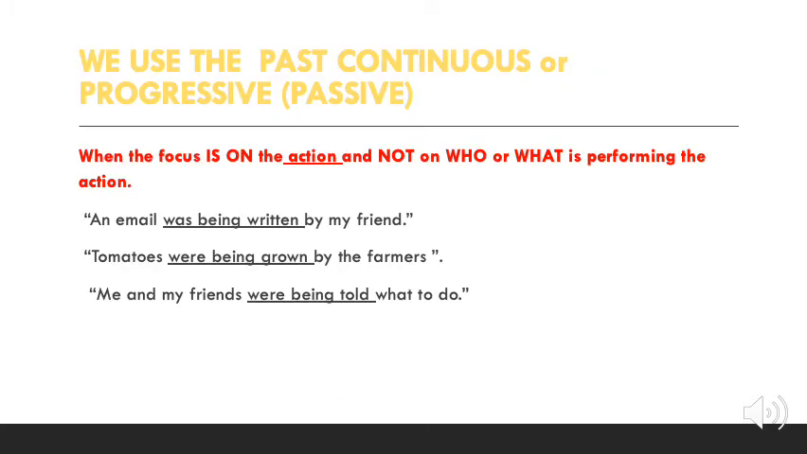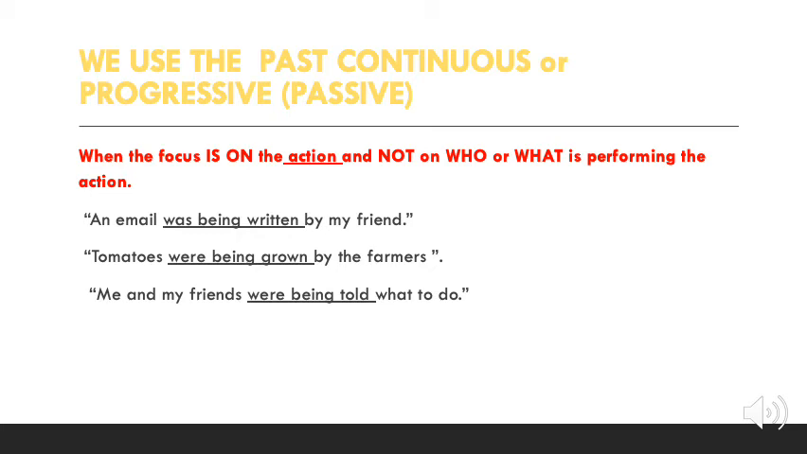Now, about the past continuous in passive form. When do we use it? We use it when the focus is on the action and not on who or what is performing the action, but who is receiving the action. For example, an email was being written by my friend. Tomatoes were being grown by the farmers. Me and my friends were being told what to do.